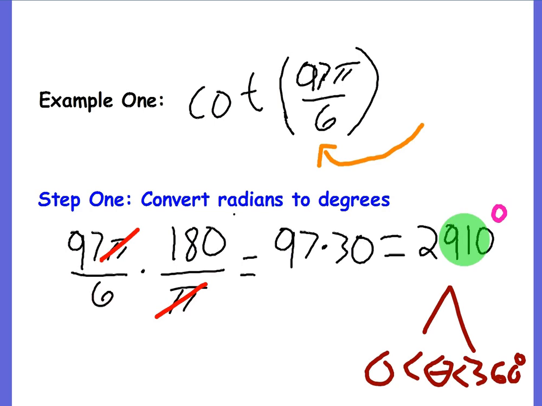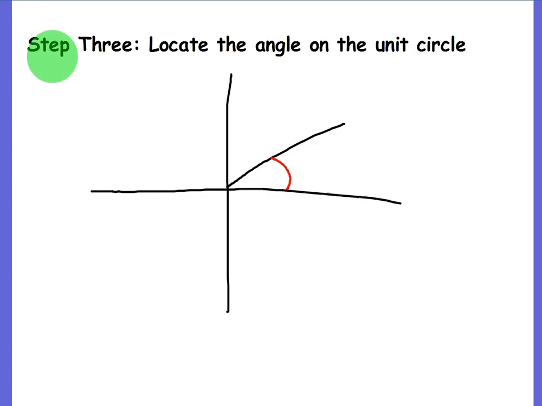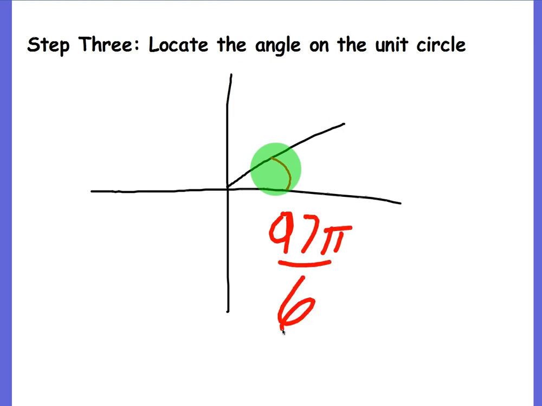So therefore, when we're really evaluating cotangent of 97 pi over 6, it's actually the same exact angle, reference angle, as 30 degrees. And here it is on the unit circle. So this is actually the same thing as 97 pi over 6. You end up at the same point on the unit circle, which is at 30 degrees. So you can see this is helpful when the angle is too big to even try to figure out what that would look like visually. Just convert it to a degree that's between 0 and 360.